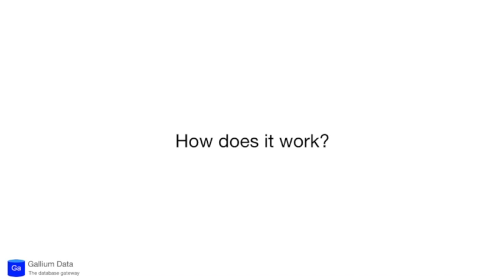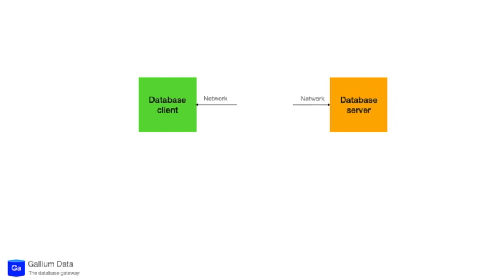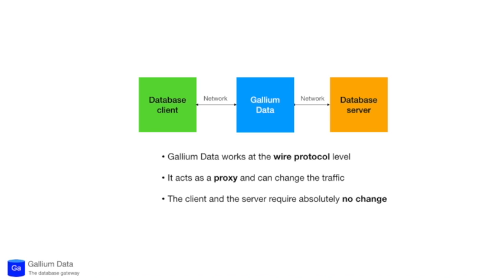How does it work? We've seen that Gallium Data is inserted between the databases and the clients. It works at the wire protocol level and acts as a proxy that can change the traffic going either way. The client and the servers require absolutely no change. You define your logic using filters in Gallium Data, which can be customized to do just about anything.